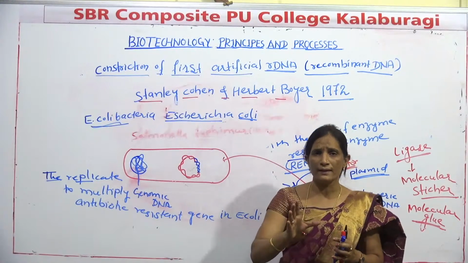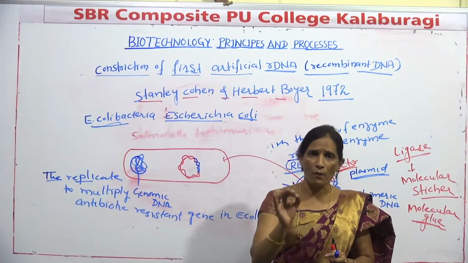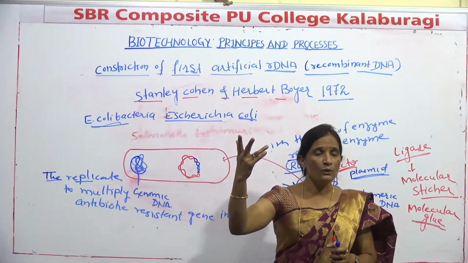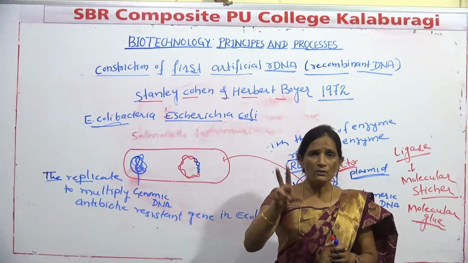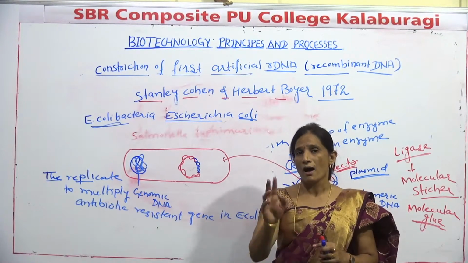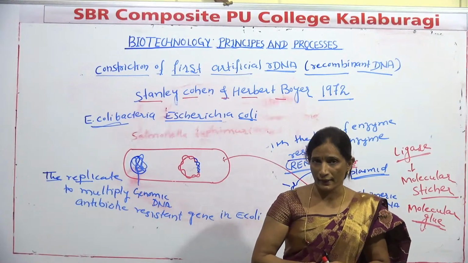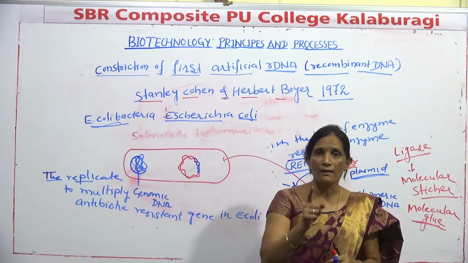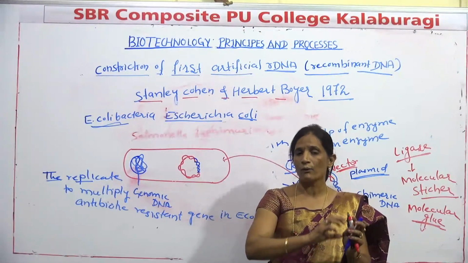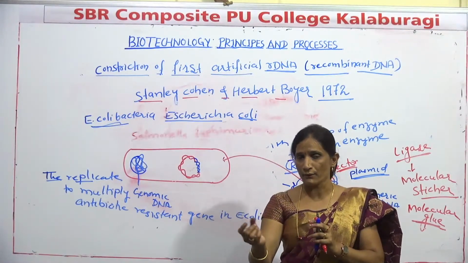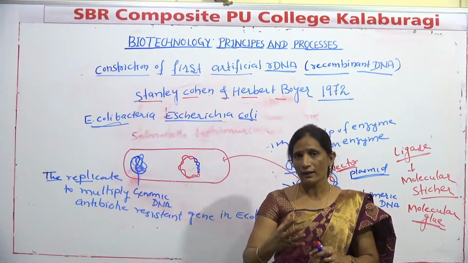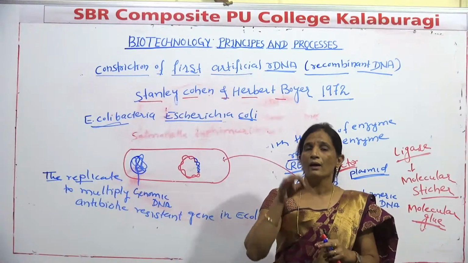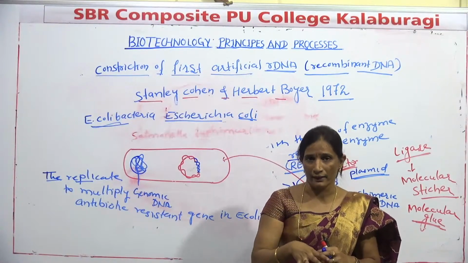Is it clear? Very simple it is. Stanley Cohen and Herbert Boyer. These two scientists first constructed the artificial recombinant DNA. They first isolated the antibiotic resistant gene from the bacteria Salmonella typhimurium and then inserted it into the vector DNA. That is called as recombinant DNA or chimeric DNA or mosaic DNA or hybrid DNA. Is it clear?